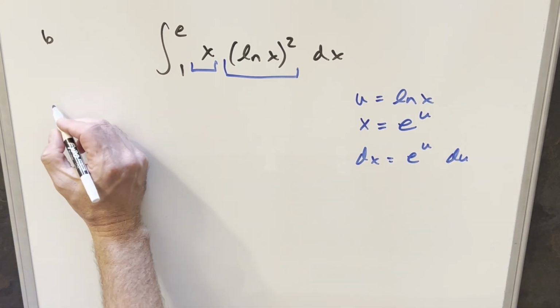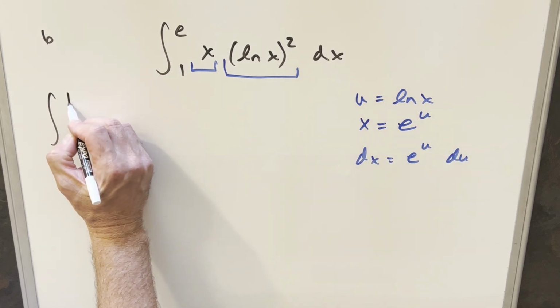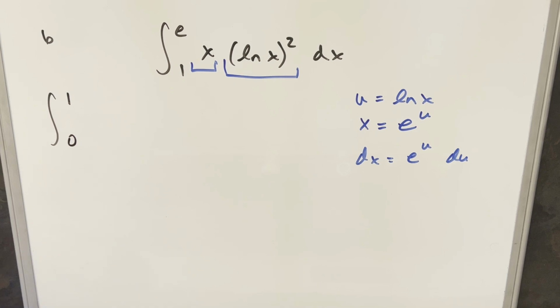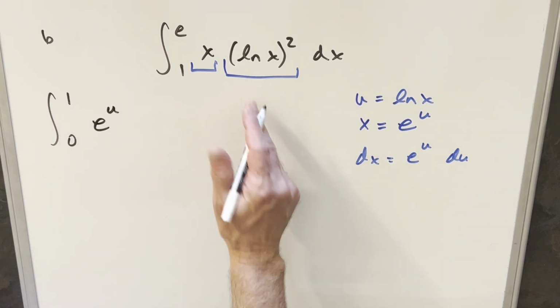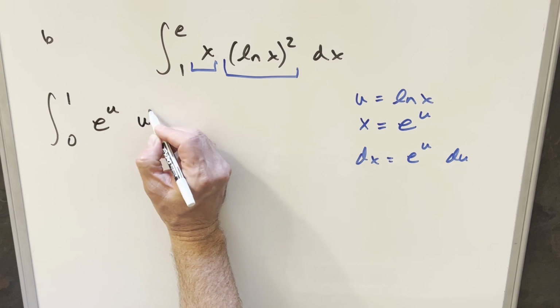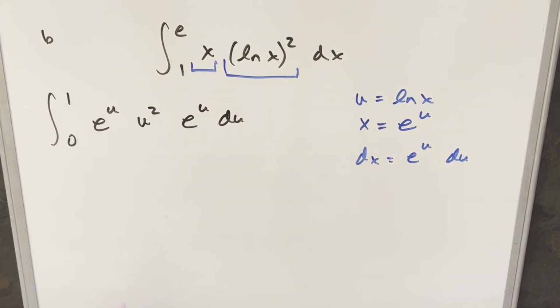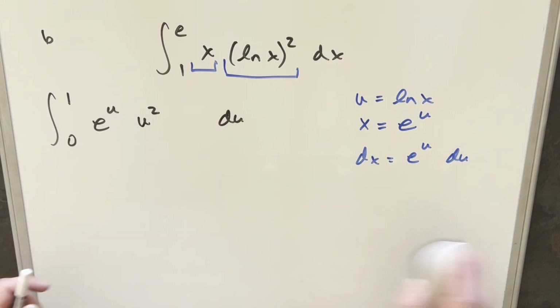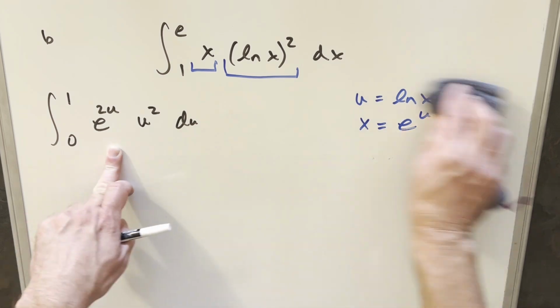So then we'll go ahead and substitute this. First, if we plug in e, natural log of e is gonna be just 1. Then plugging in 1, natural log of 1 is just 0. Our x value here is going to be e to the u. Natural log x is u, so this is going to be u squared, and for our dx we have e to the u du. But now we have the same base here and here, so let's combine these two and write this as e to the 2u. And now with what we have here, we can do our integration by parts.